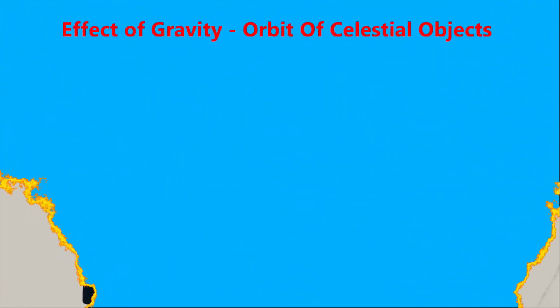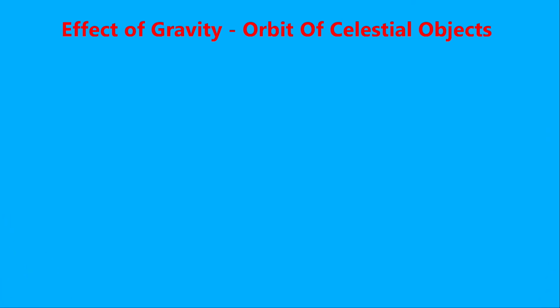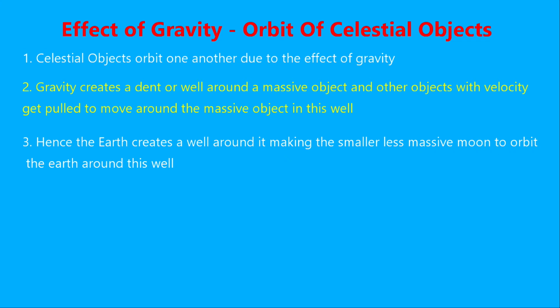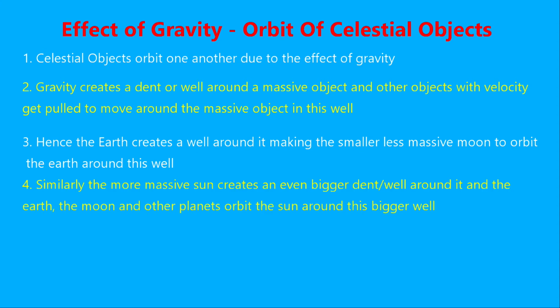In summary, the effect of gravity on the orbit of celestial objects are as follows. Celestial objects orbit one another due to the effect of gravity. Gravity creates a dent or well around a massive object, and other objects with velocity get pulled to move around the massive object in this well. Hence, the Earth creates a well around it, making the smaller, less massive moon orbit the Earth around this well. Similarly, the more massive Sun creates an even bigger dent or well around it, and the Earth, the Moon, and the other planets orbit the Sun around this bigger well.